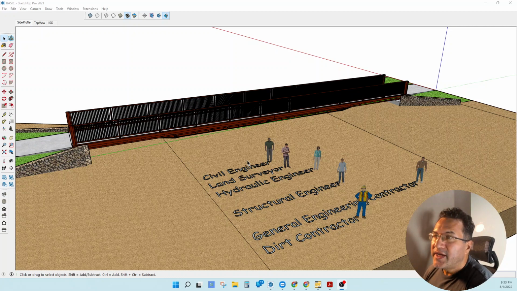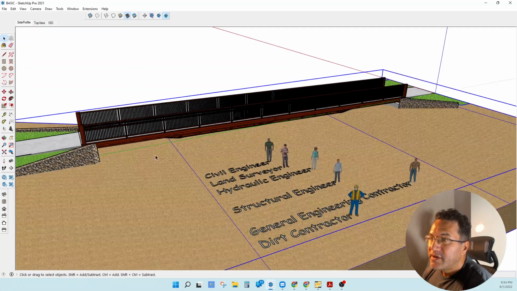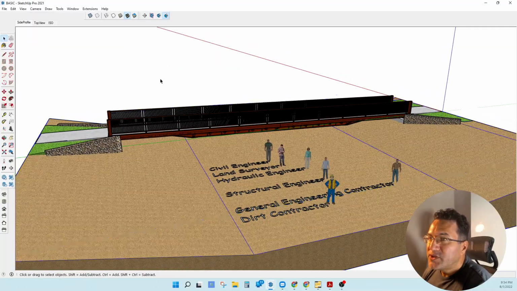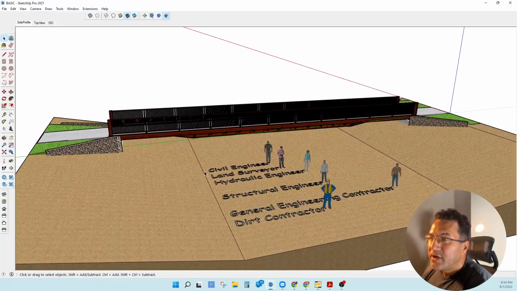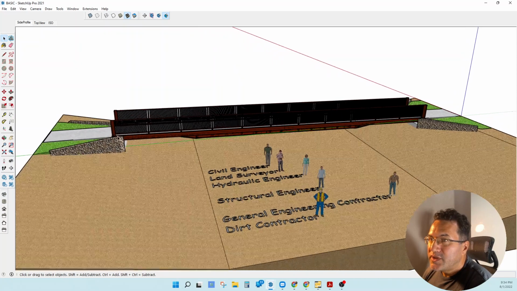What a civil engineer does, he oversees the entire scope of the project. He typically will hire land surveyors and hydraulic engineers, and he will engage in dialogue with the structural engineer. But what he's mostly concerned about is the soil itself. Some people even call him a soils engineer, but the civil engineer is the one who's going to place the abutments.